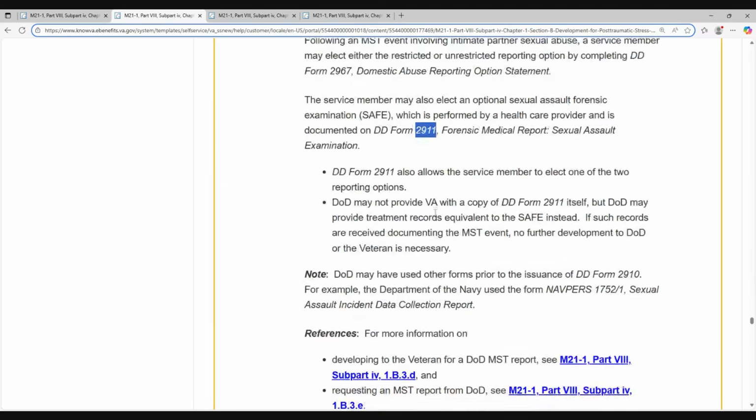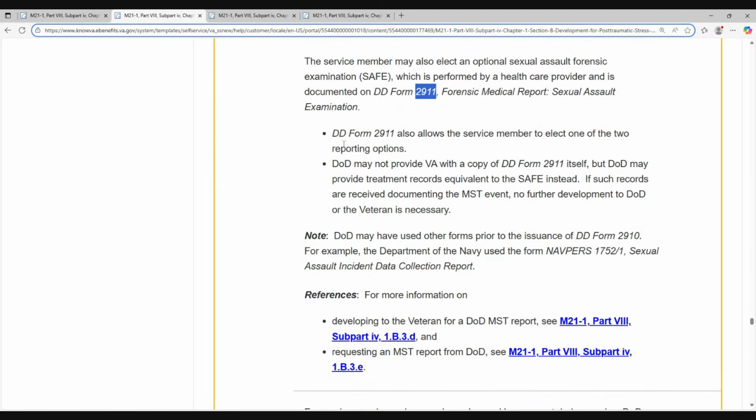And then we have an explanation here. The DoD may not provide the VA with a copy of the 2911 itself, but the DoD may provide treatment records. Even if they just give us the treatment records, that's enough to qualify that the stressor exists, okay? Also, the DoD may have used other forms prior to the issuance of these forms, so please keep that in mind.